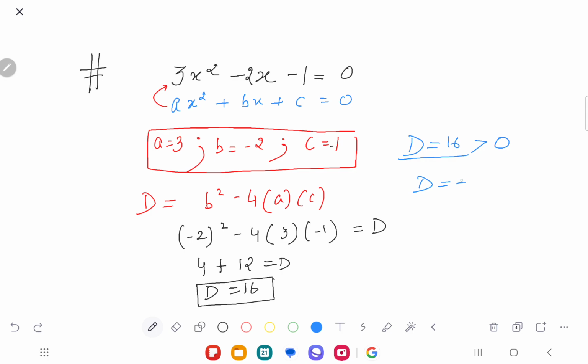And when the discriminant is positive, I will say roots exist. And what kind of roots? Real and different roots. That means the two values of x would be different values. Different means distinct values. So real and distinct roots shall exist. Are you understanding my point?